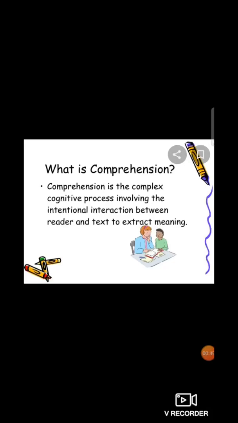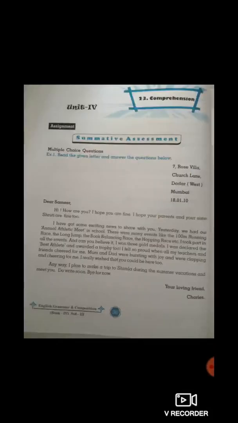In that, page number, so here students, chapter number 23, comprehension. Students, here if you observe, there is a letter. Read the given letter and answer the questions below. So in one page there is a letter. By reading this letter, we have to give the answer. In the next page there are multiple questions and answers.